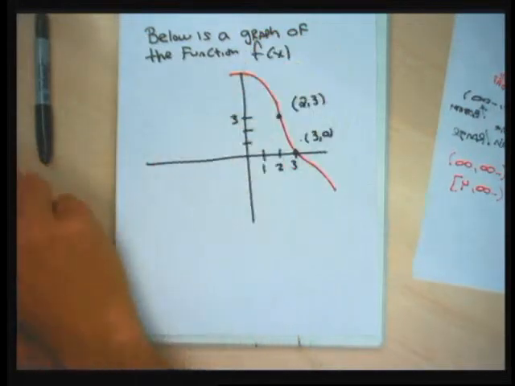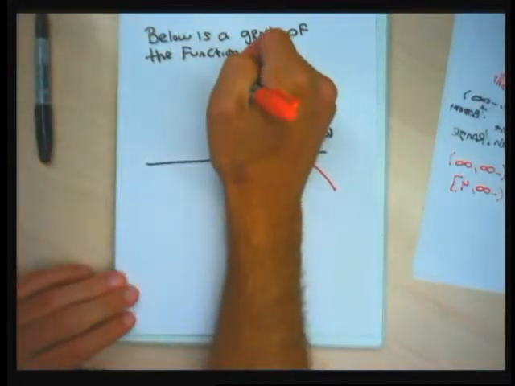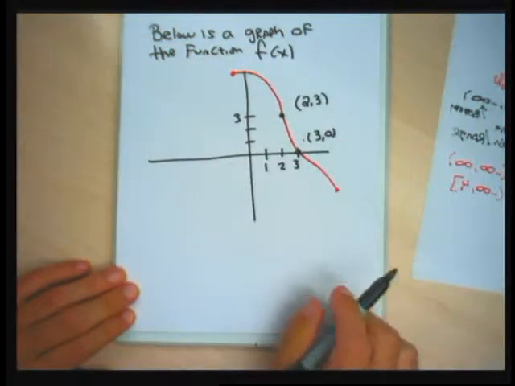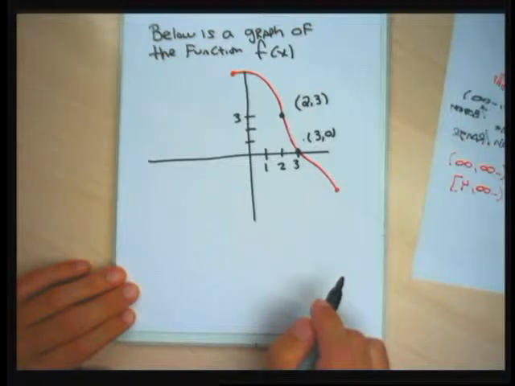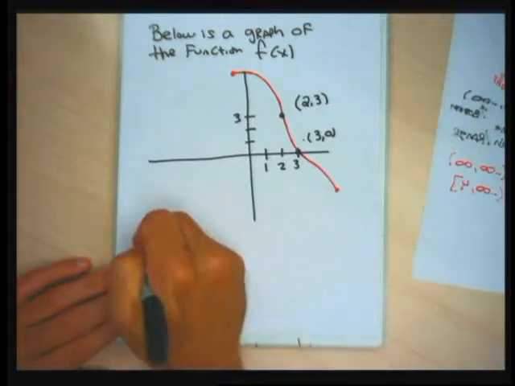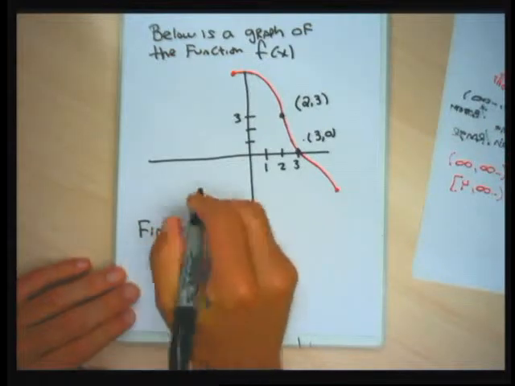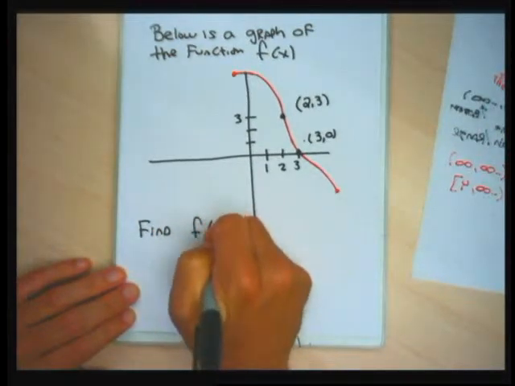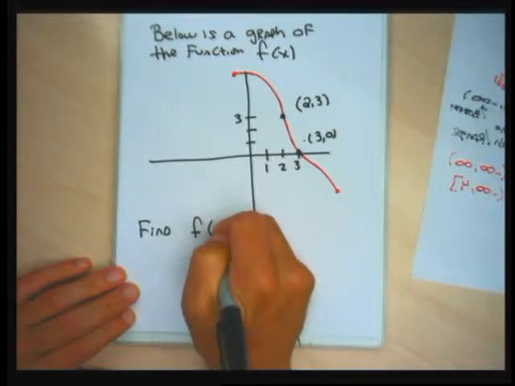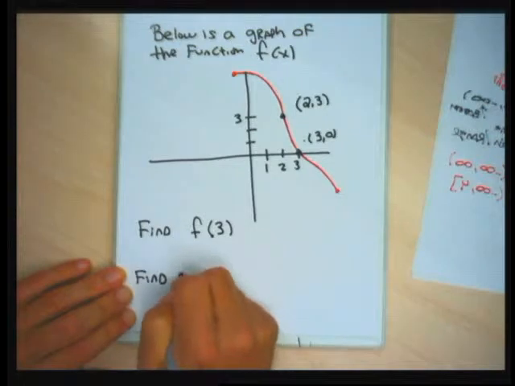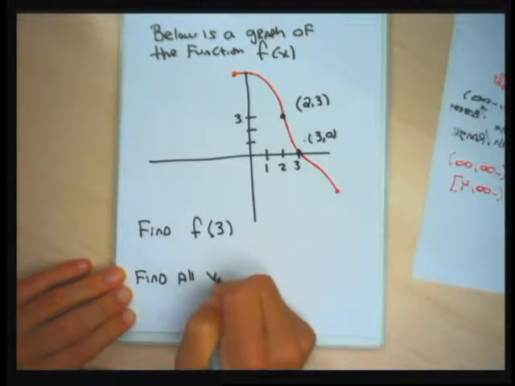So here's a nice graph that ends here and it ends here. It doesn't extend on forever. The kind of question that you might be given on the test will be this. And these are two separate questions.